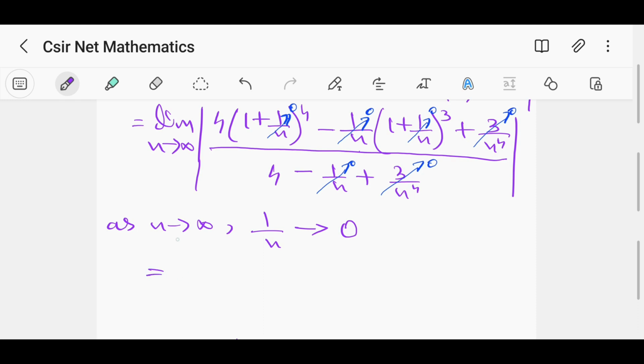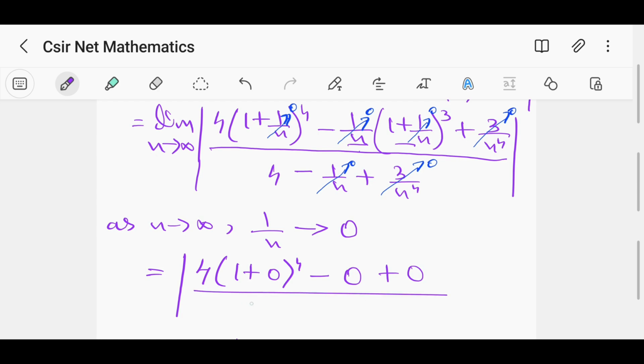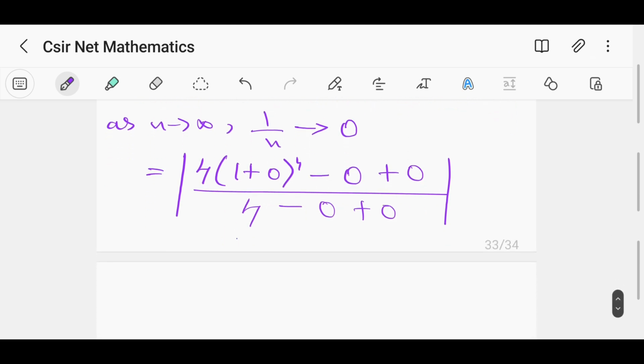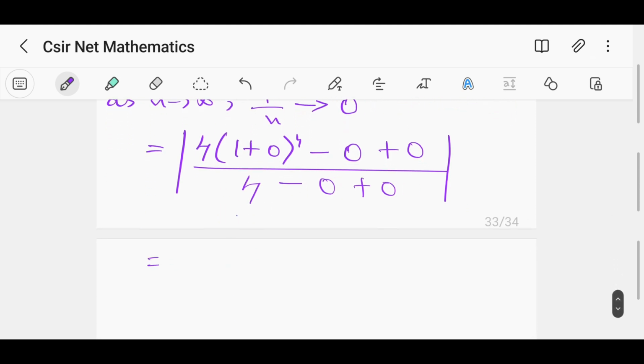So now as limit n tends to infinity, what are we getting? Modulus of 4 times of 1 plus 0 to the power 4 minus, this will be 0 into 1 plus 0. So 0 into any term, that is 0, plus the third term is 0, divided by 4 minus 0 plus 0. So this is equal to 1 plus 0 to the power 4, that will be 1 to the power 4, that is 1. So modulus of 4 divided by 4, this is equal to modulus of 1.